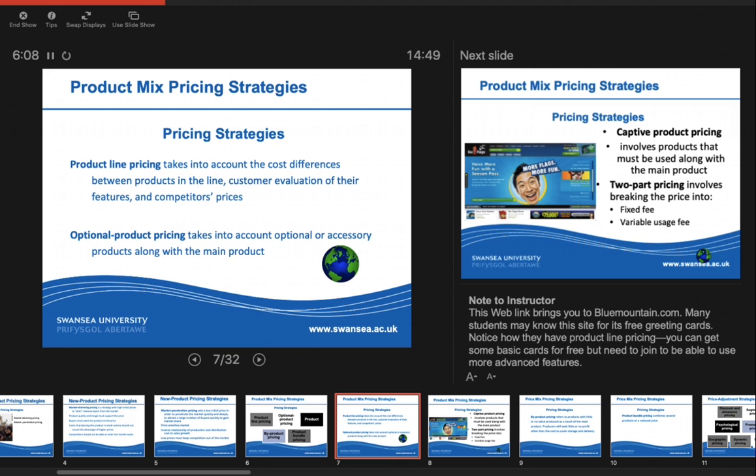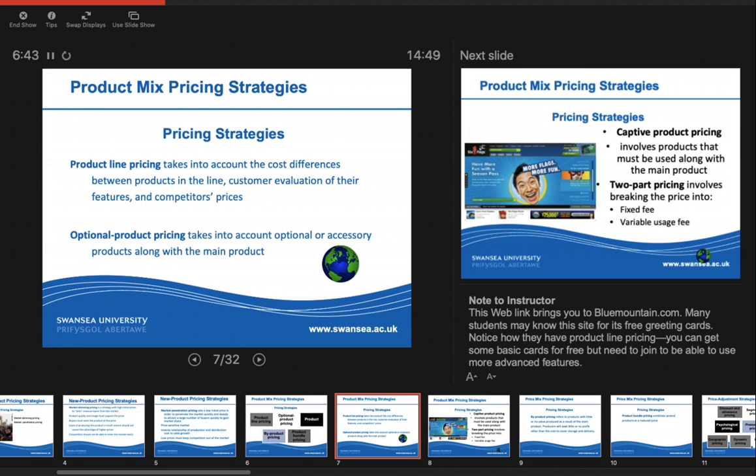So product line pricing takes into account cost differences between products in the line, customer evaluation of their features, and competitors' prices. So what we're doing is looking at all of the key elements there: the cost of production or providing a service, what the customer's evaluation of the features are, so how much they're prepared to pay, and what your competitors are currently pushing out into the market. So you're dynamically altering your prices based on everything that's happening within the market at the current time.